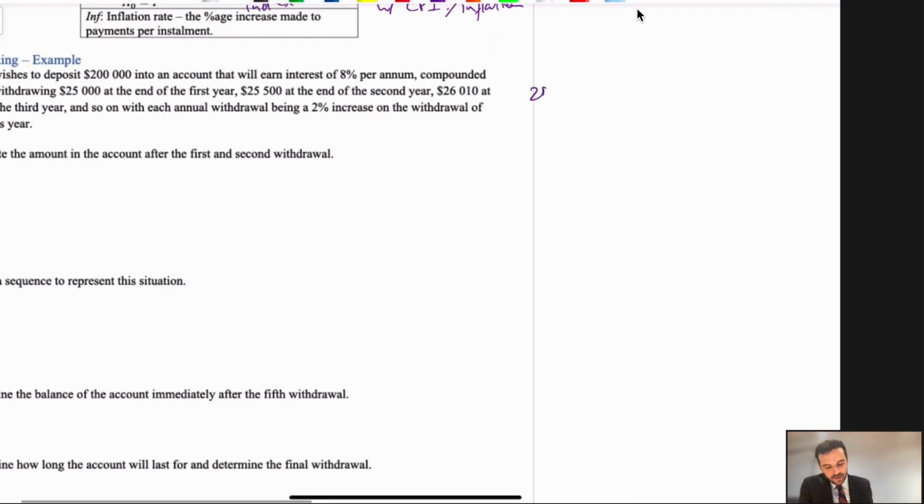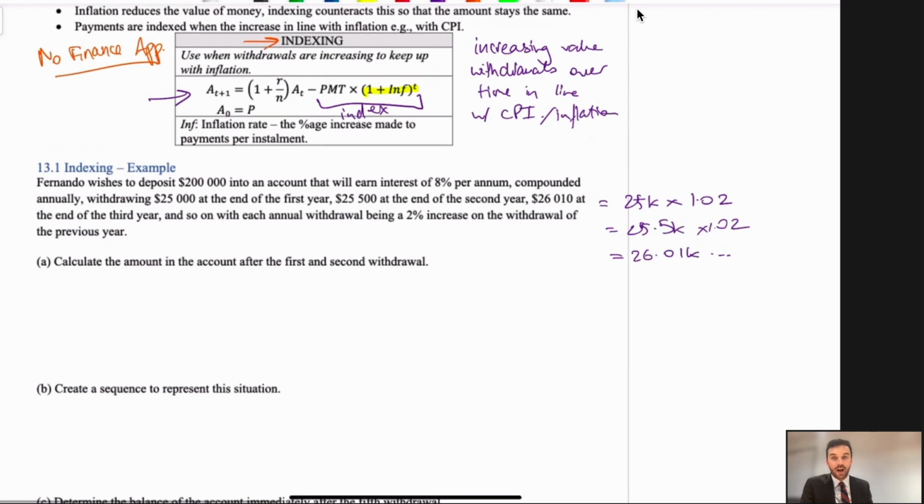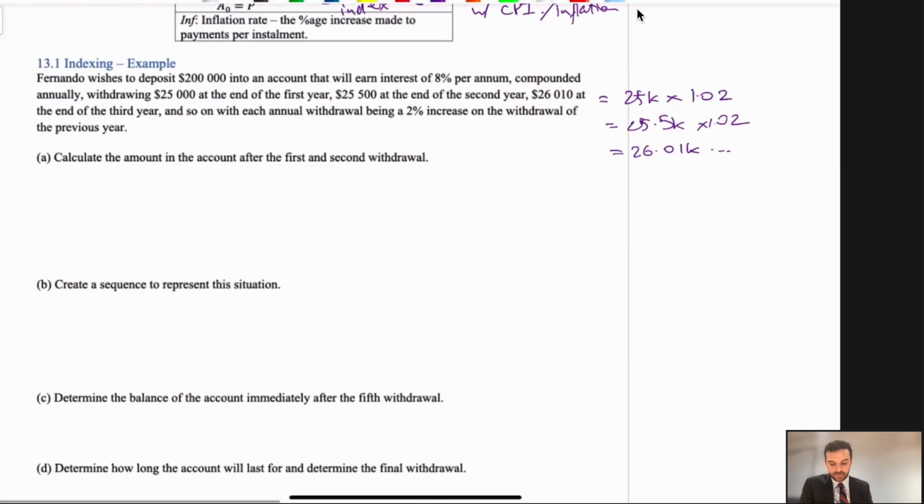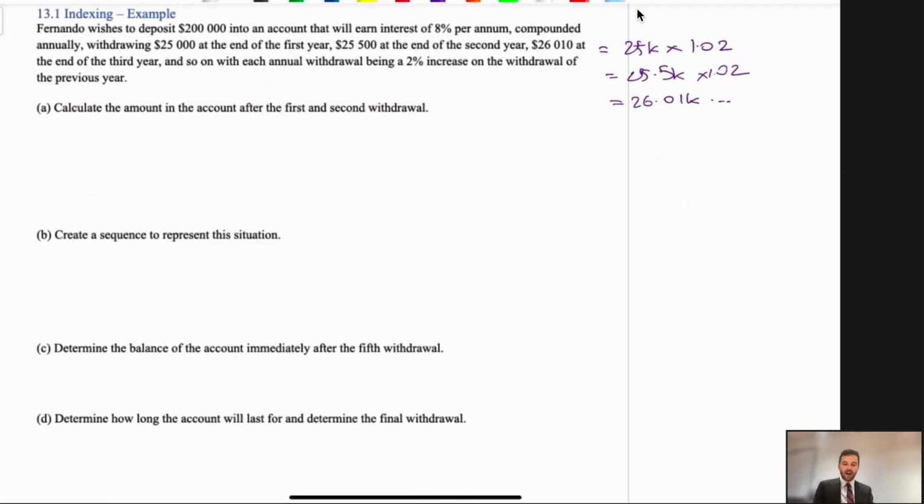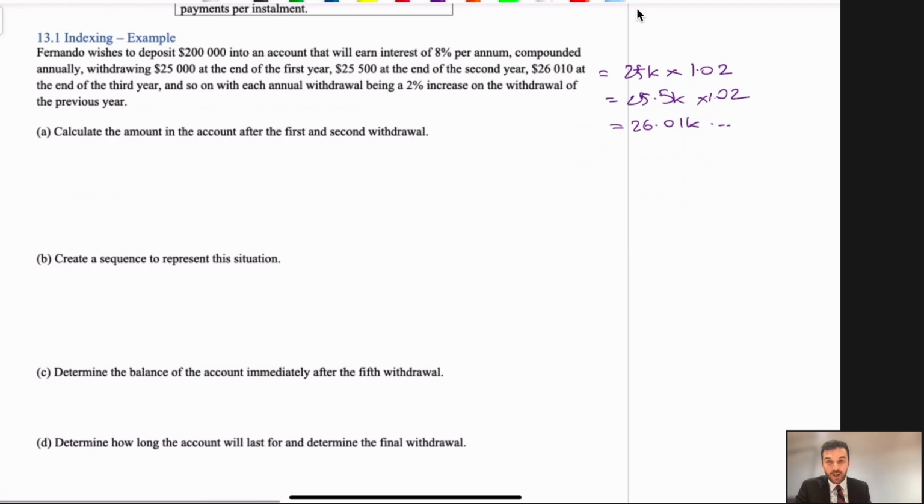And you can double check that if you so wish. If I put this in, 25K times by 1.02, it should equal 25.5K. If I times that by 1.02 again, it should equal 26.01K, etc. Okay, now this rule, that highlighted chunk, is the part that helps you increase that amount. Calculate the amount in the account after the first and second withdrawal. Now, what we're going to do for this is we're just going to do it manually, then we're going to use the rule. So, how do we work out A1?